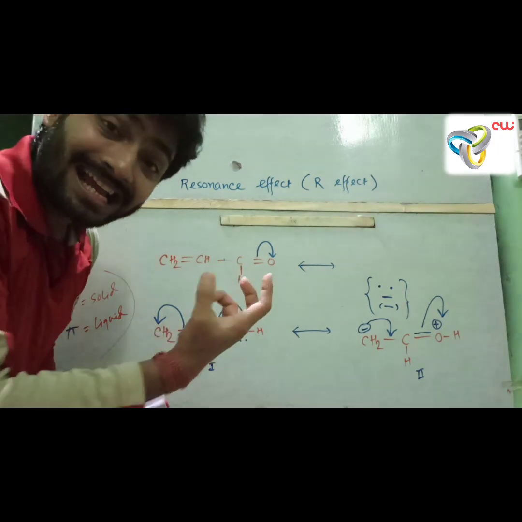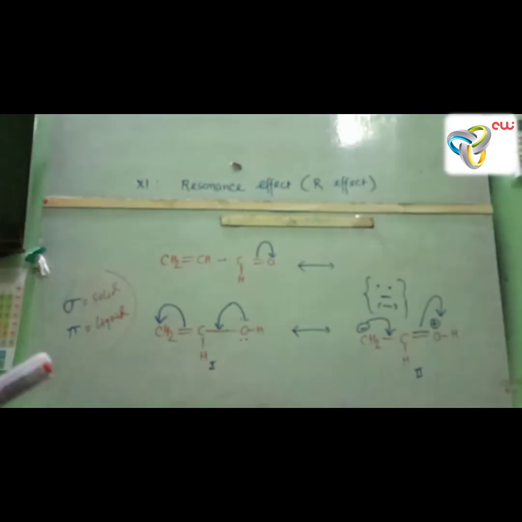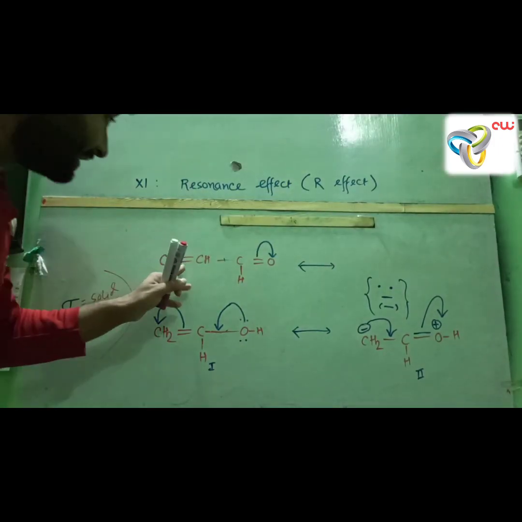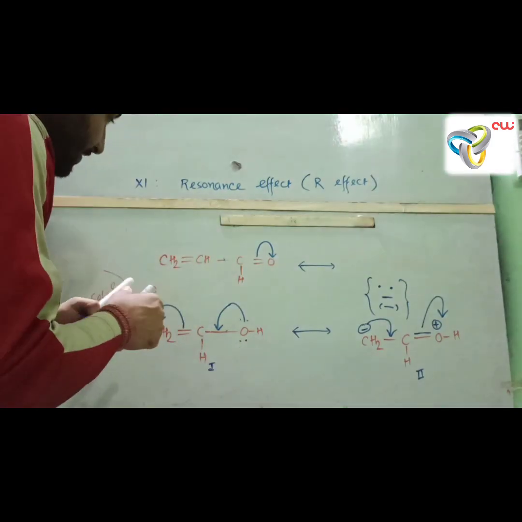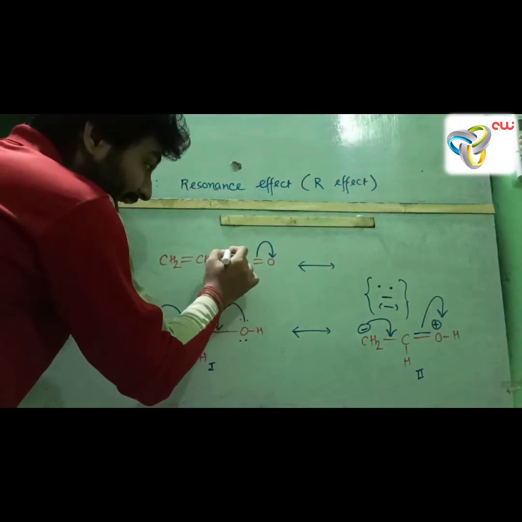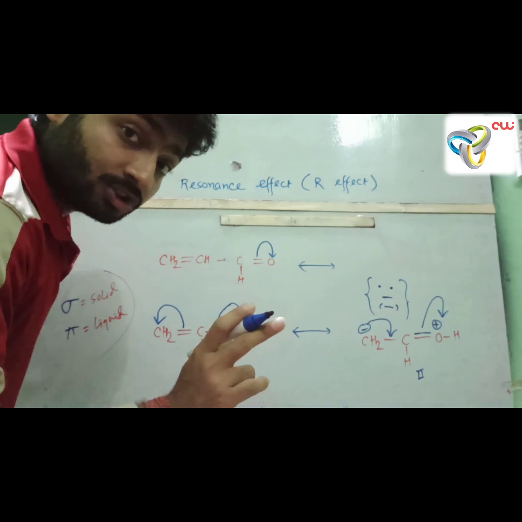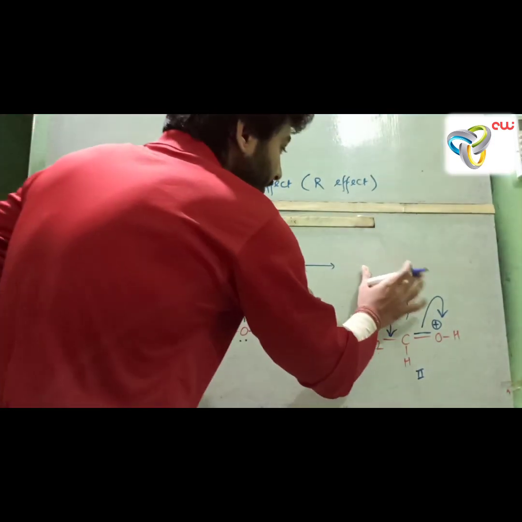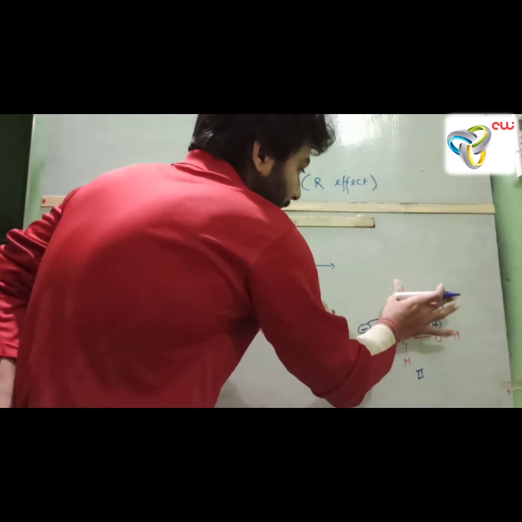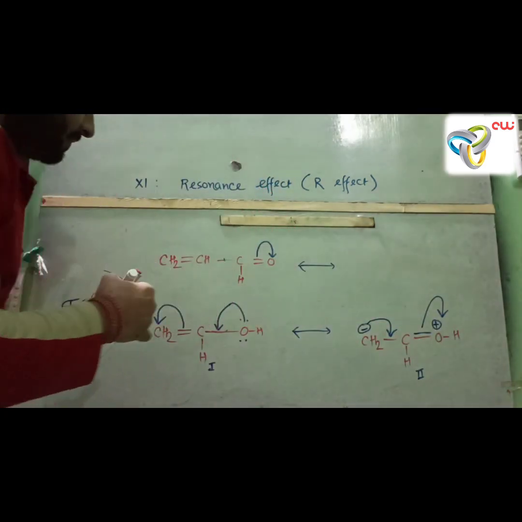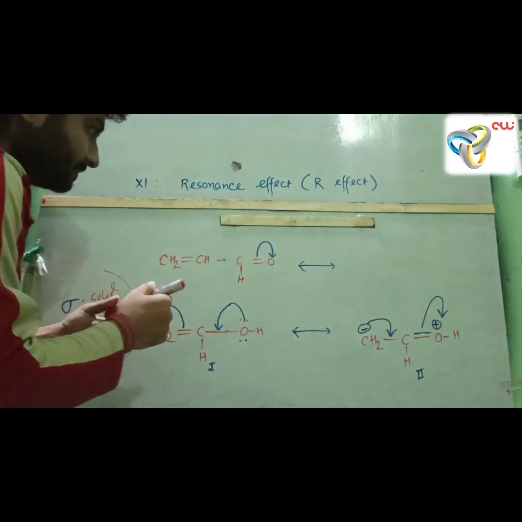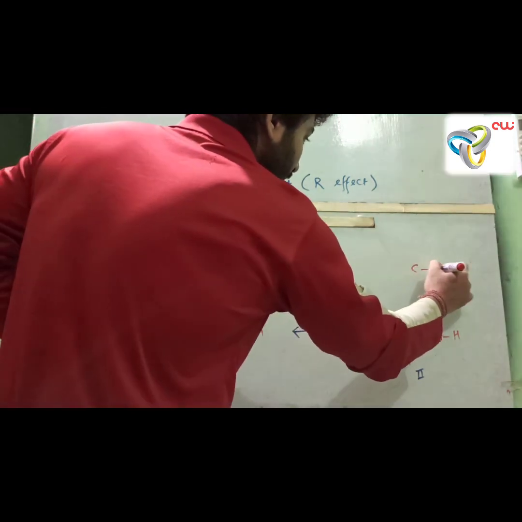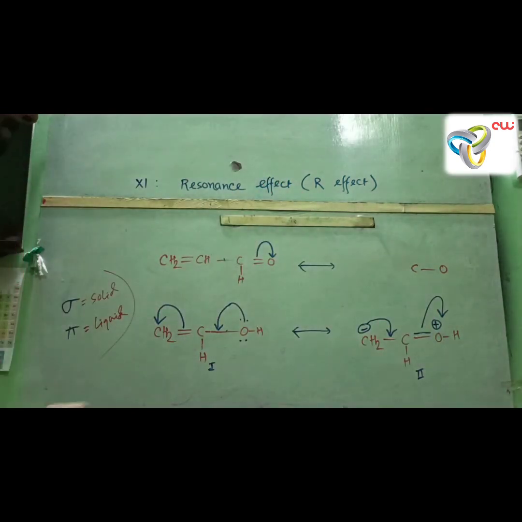So it will again pull the electron density from this end. How? This is very easy. We have to make 4 bonds on the carbon atom. If we do this, what will happen there? I am showing this here. If that type of thing happens, then what will happen to the carbon and oxygen?